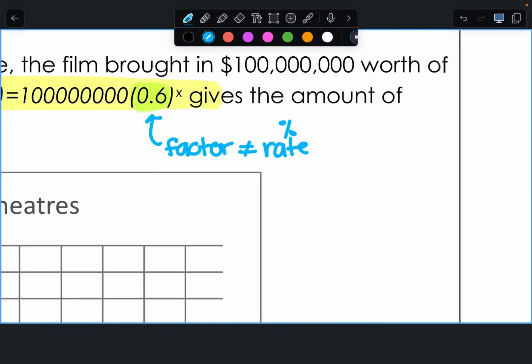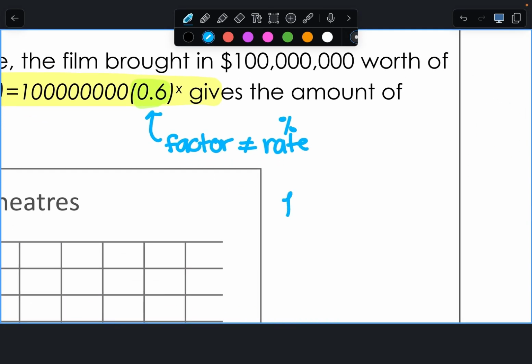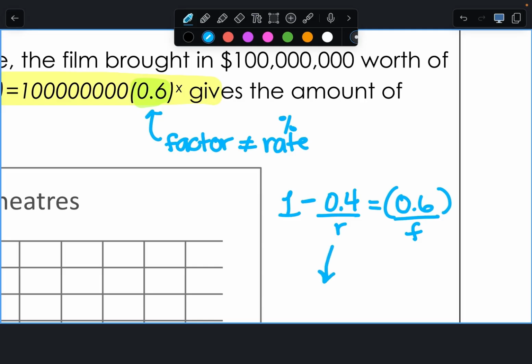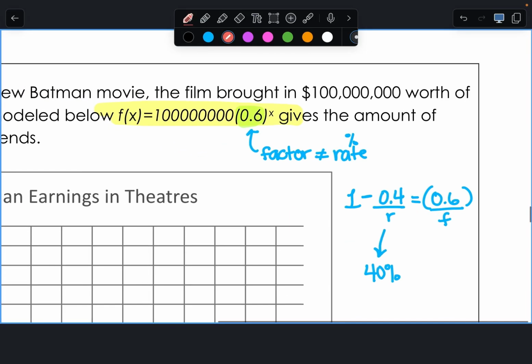So how do I go from the factor to the rate? You have to subtract 1. You have to subtract the factor from 1. So we're subtracting that, we're decreasing, right? What did we decrease? 0.4, and 0.4 as a percent is 40%. It's very, very easy to look at that number and automatically think 60%.